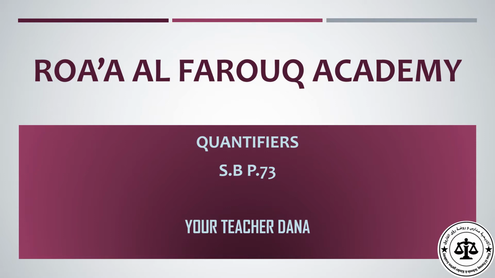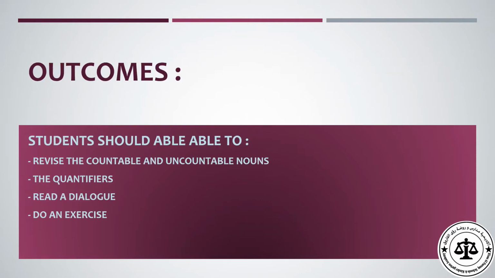Today we are going to finish our unit 7 with the quantifiers and answer the questions in your student's book and workbook. So please prepare your books and be ready for our class. Our lesson's outcomes are: students should be able to revise the countable and uncountable nouns, learn what the quantifiers are, read a dialogue to recognize the quantifiers, and do the exercises in your workbook.